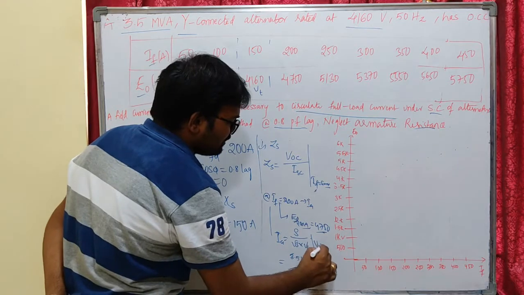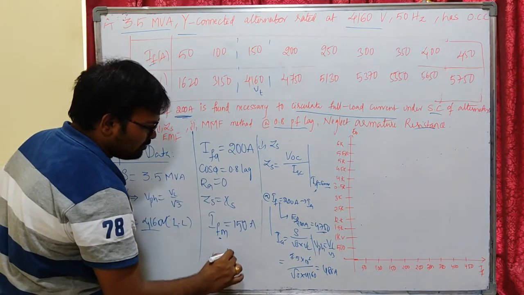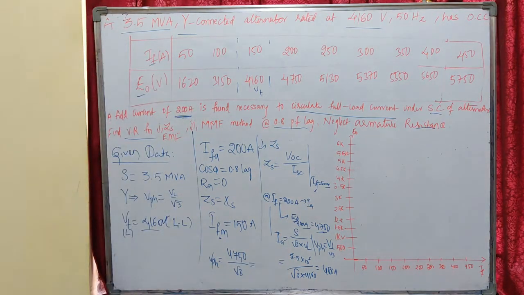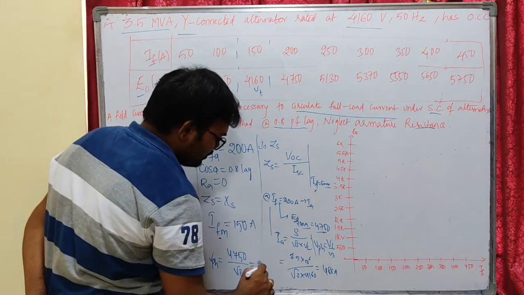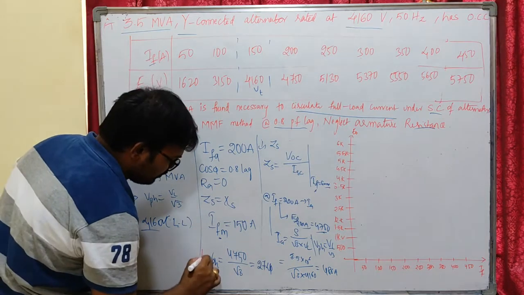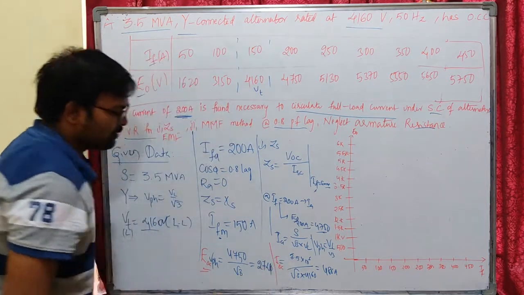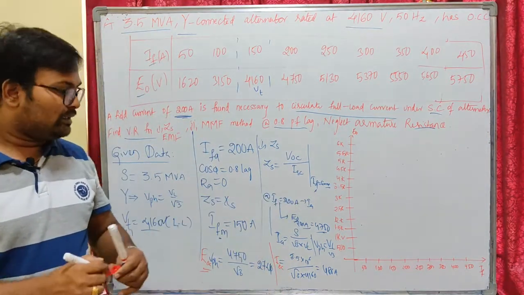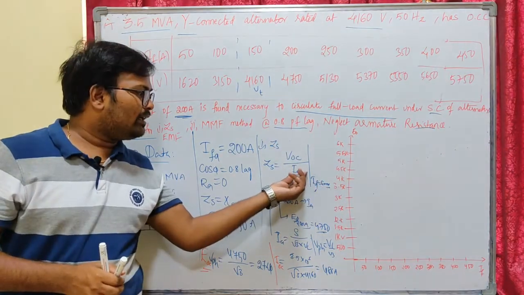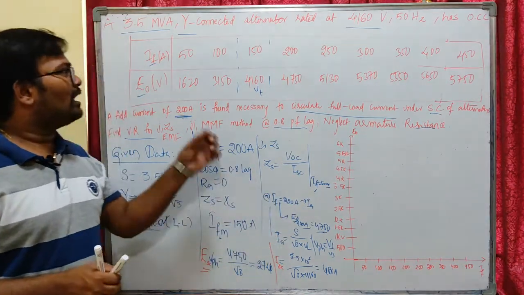So the phase voltage V phase equals VL by root 3, that is 4750 by root 3. So what is its value? The phase voltage is 2740. So we have obtained the phase voltage of the open circuit voltage, this is EOC, and this is ISC, the short circuit current. So you can obtain Z here. I hope you understand. Here we need to find VOC and ISC at the same field current. So we got ISC at 200 amperes of field current. That ISC is nothing but our armature current.